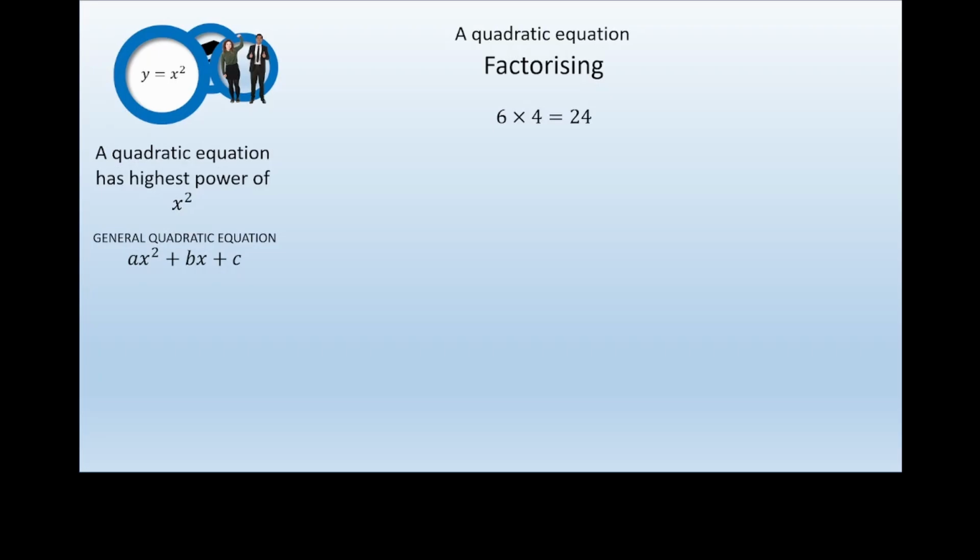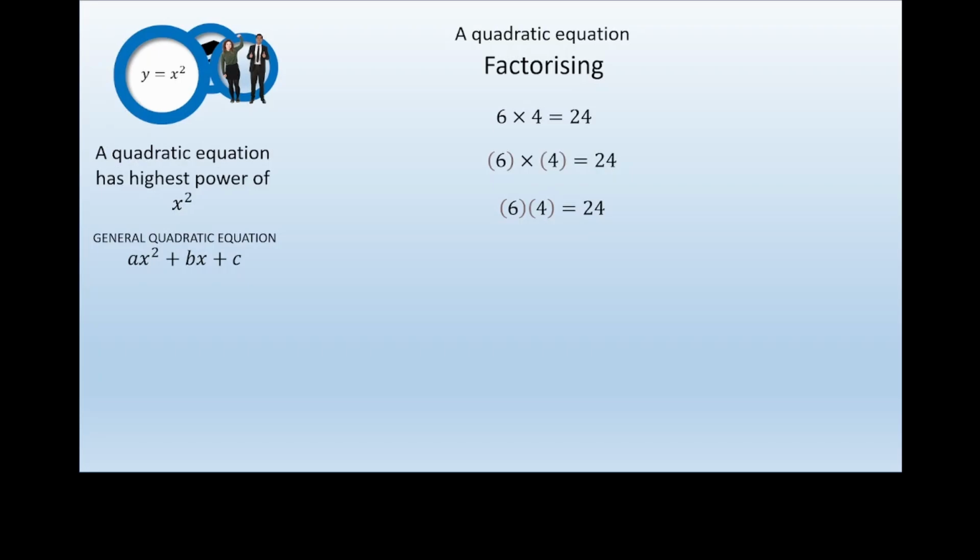6 times 4 is 24. Well, I'm going to change the notation a bit and put the 6 and the 4 in brackets. Then I'm going to change the notation even more, and I'm going to get rid of the multiply. But it's still going to be 6 in a bracket multiplied by 4 in a bracket.